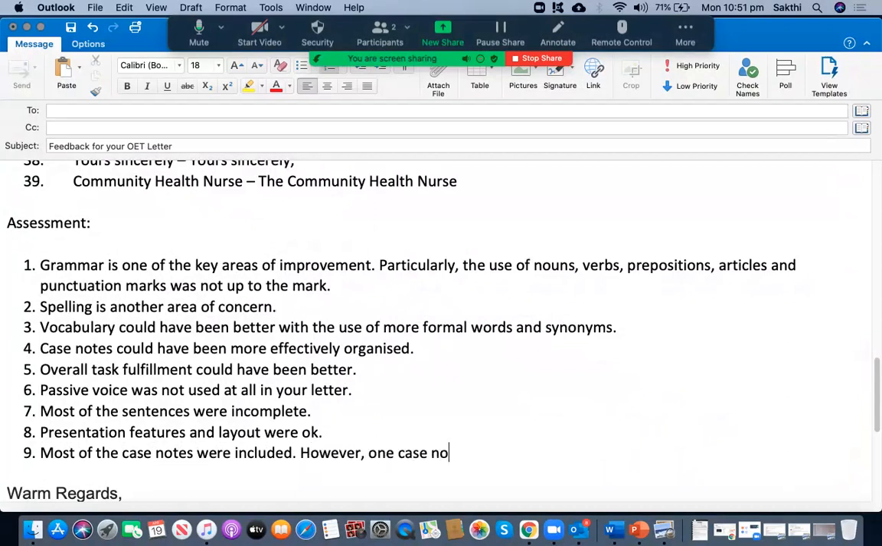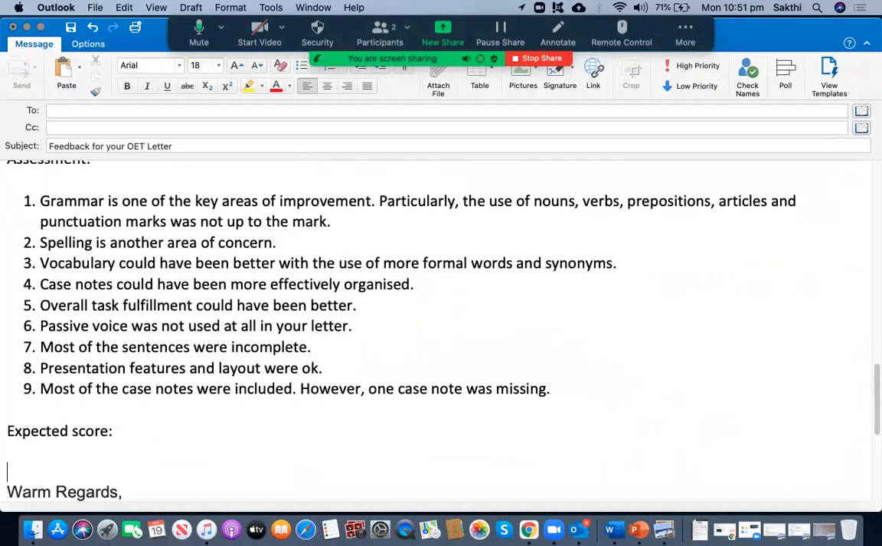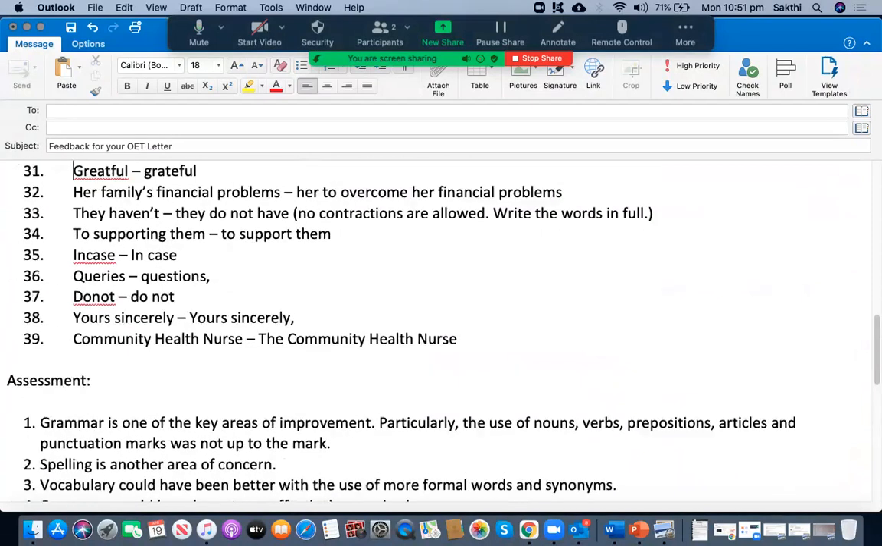One case note was missing, okay? You could have added that, all right? But apart from that, it's okay. Expected score, see, I'm so strict. Okay, please don't be disappointing. If I give you a score that is not what you're expecting, okay? Don't get disappointed, okay?